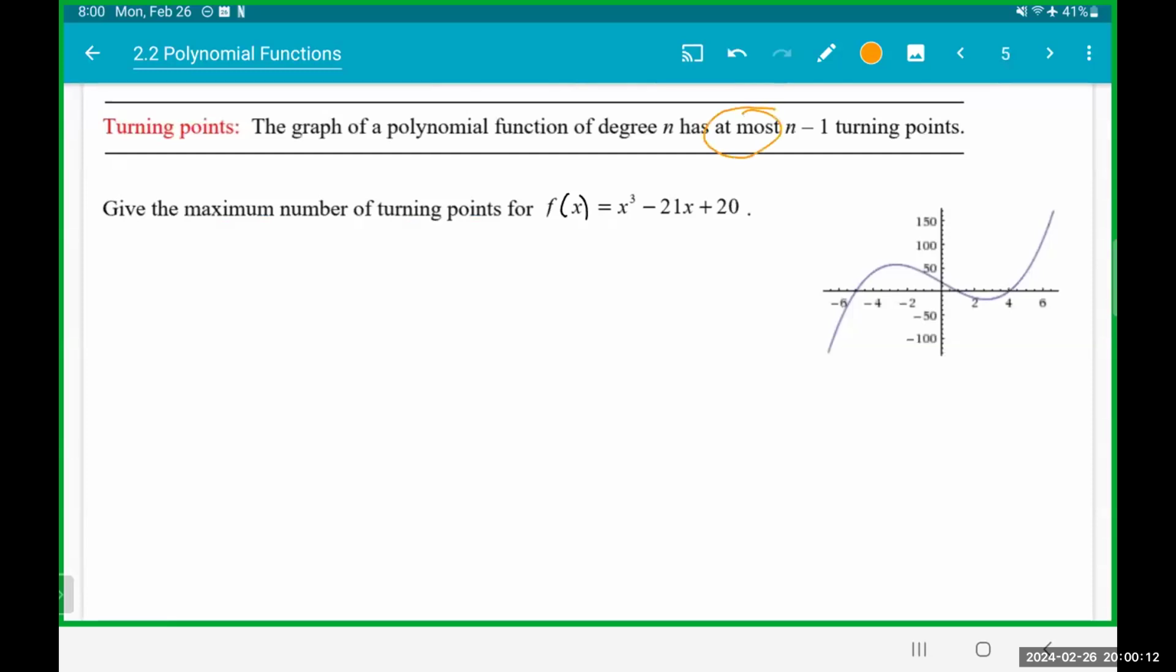Okay. So give the maximum number of turns here. You really just look at this leading coefficient. So in this case, n equals 3. So 3 minus 1 equals 2. There are at most 2 turns. So if we're going through here, there's 1 turn, 2 turns. You could see we had a turn here and a turn here in our graph. At most 2 turns. Okay?